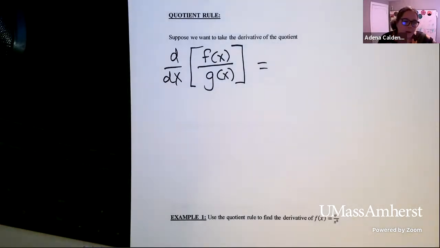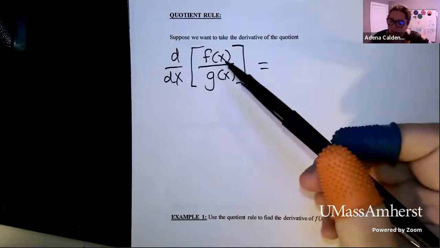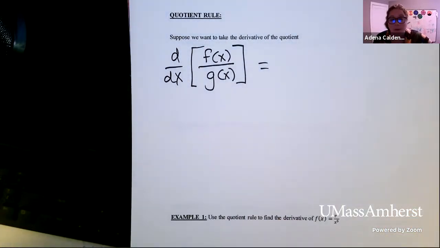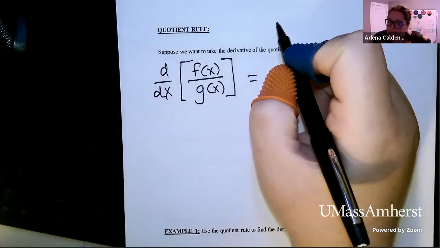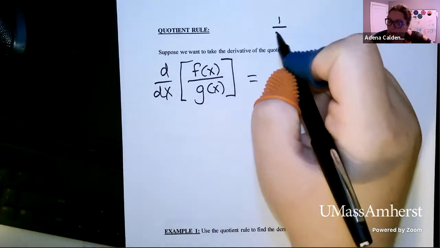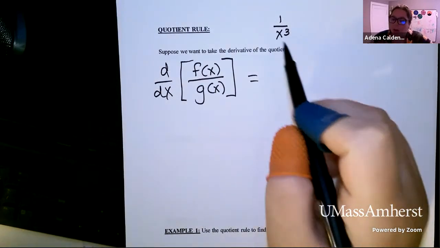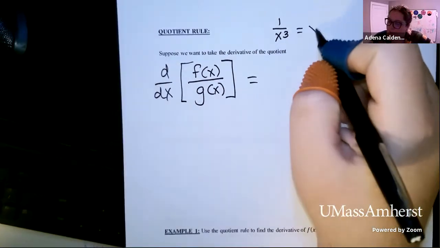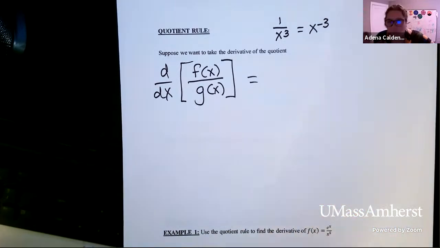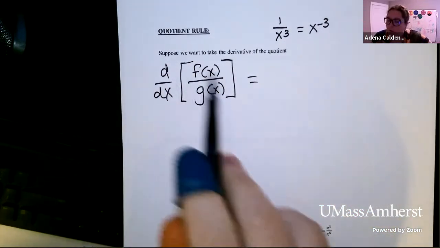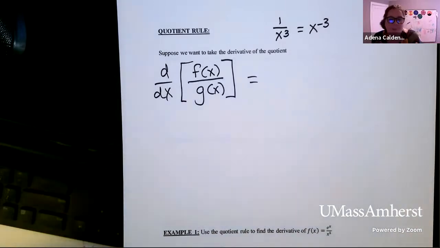So just like the product rule, we can't just take the derivative of the top over the derivative of the bottom. And we've sort of hinted at this because remember before when we were thinking about functions like 1 over x cubed, we couldn't take the derivative like that. We couldn't just take the derivative in the bottom. We would have to rewrite it first, right, before we could take the derivative. So here, the same idea applies. We can't just do f prime over g prime.